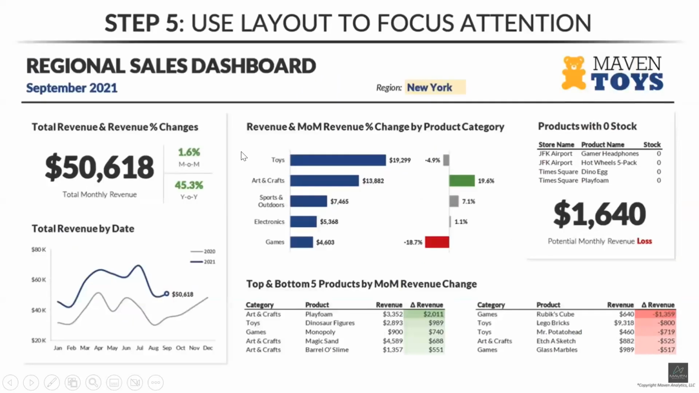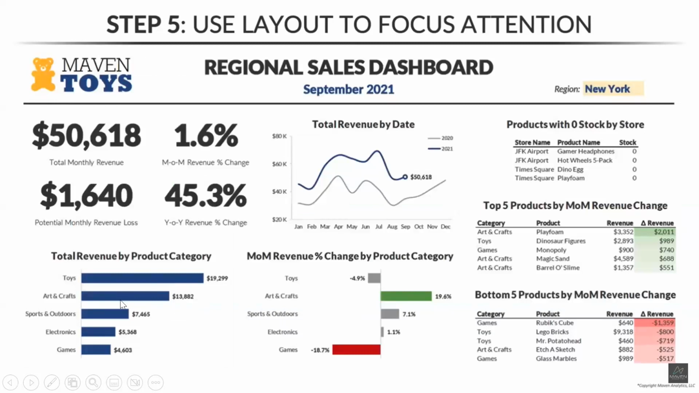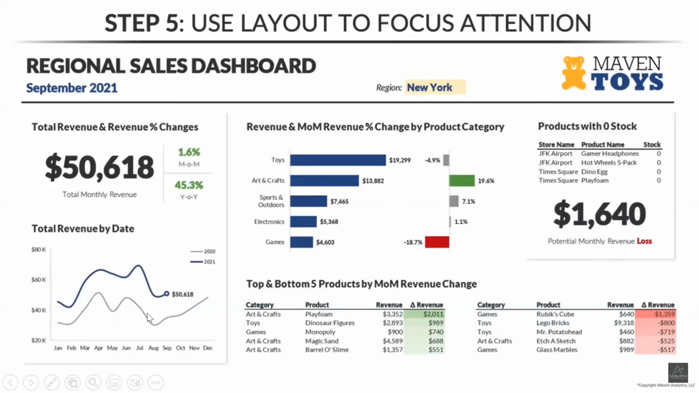In the next chart, you will see I am clearly mentioning total monthly revenue, and this is the month on month increase 1.6% percentage, correct. This is also 45.3% year on year increase. And total revenue, I moved to here by date. But earlier it was here. But I moved here because I want to connect these two. And revenue loss, I don't want to keep along with this one. I want to keep with the bottom products. You can see here.